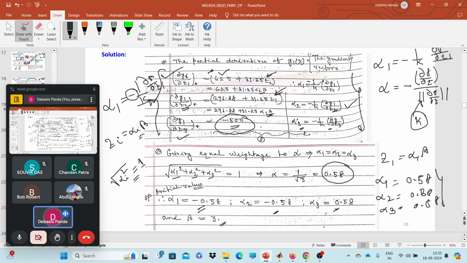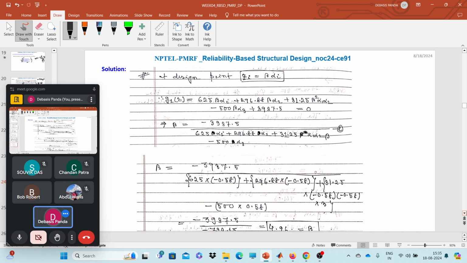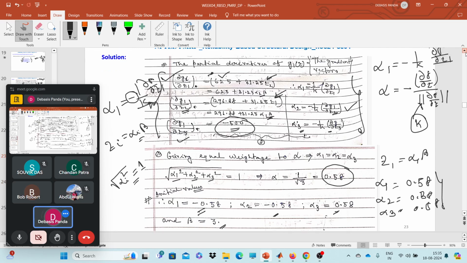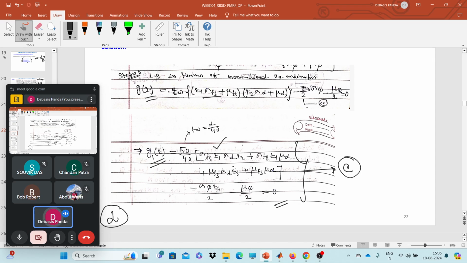So if we put that in, we will get the new value of beta. How? At a design point, we know that Zi equals beta into alpha i. The design points are nothing but beta times alpha i. Now we have Gz in terms of Z1; we have converted this limit state function Gz. Now what do you need to put in that equation instead of Z? Alpha 1 into beta.